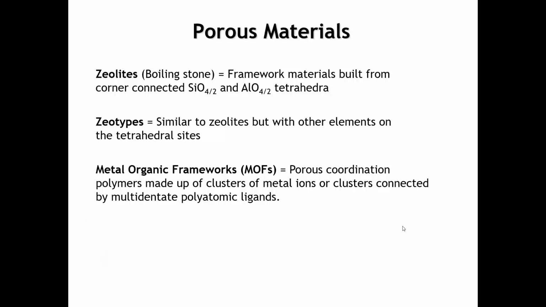Okay, if we were to focus a little bit on these three-dimensional structures that we can get with corner-connected tetrahedra, one very important class of those materials are the zeolites. So zeolites are framework materials that are built from corner-connected silicon and aluminum-centered tetrahedra. The word zeolite means boiling stone because when they were first discovered and people would heat them up, they would fizz and pop and boil because in these zeolites, as we'll see, oftentimes there are solvents like water that are trapped within the pores of the zeolite.